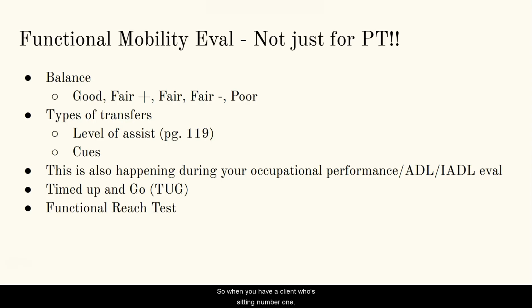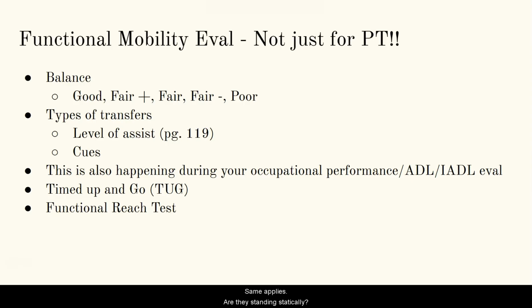Balance looks very different at a seated level, just sitting at the edge of the bed or sitting in a chair, versus moving out of your base of support or changing your center of gravity. So when you have a client who's sitting, number one, where are they? Are they sitting in supported long sit? Are they sitting in a chair? Are they sitting edge of bed? Are they sitting with arm support? Because those change the dynamics of balance. And is it good? Is it fair? Fair plus, fair minus, poor.